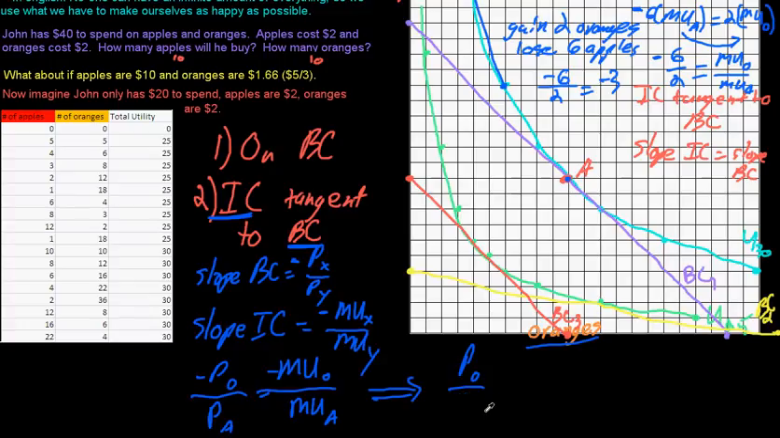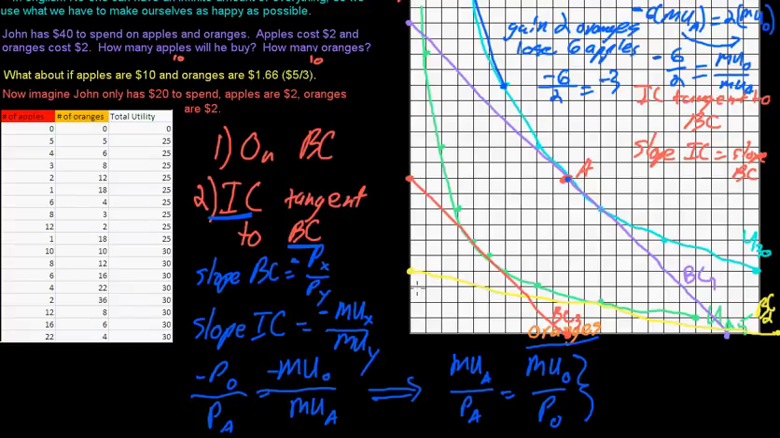I'm going to multiply this marginal utility of apples up and divide this price of oranges over. So we're going to get the marginal utility of apples over the price of apples is equal to the marginal utility of oranges over the price of oranges. So I want to stop and talk about this equation for a little bit.